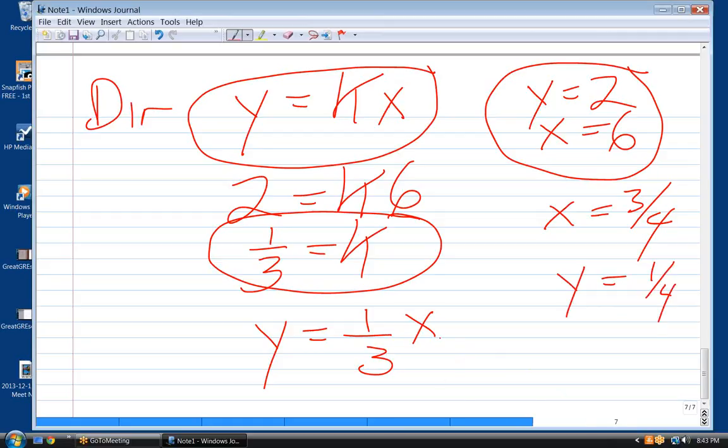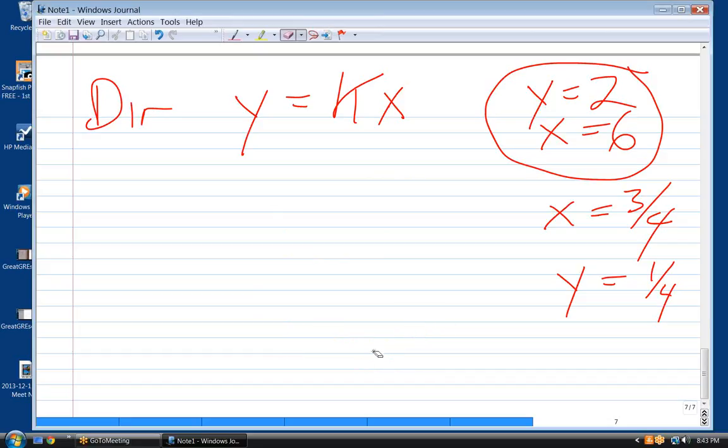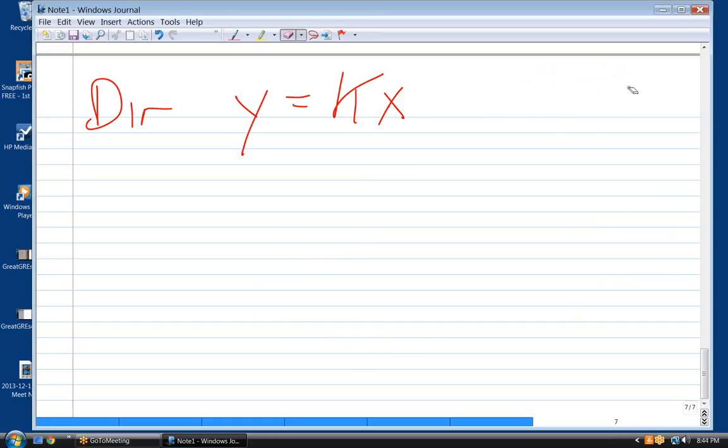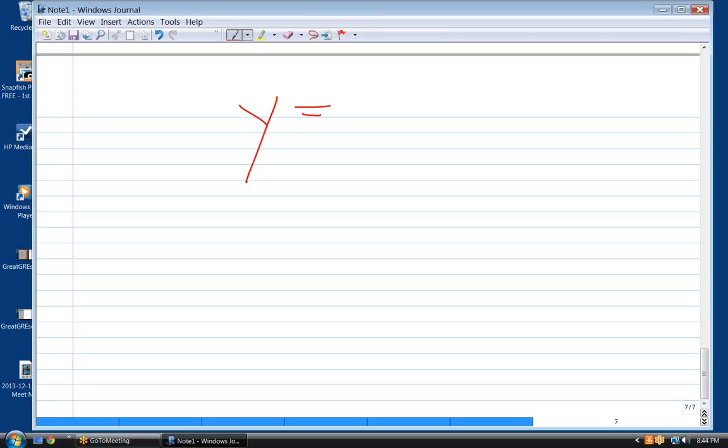So that's how you do all of these direct relationships and inverse relationships and joint relationships. You set up the general formula, you solve for k. Once you've solved for k, you have the specific formula. And joint merely means if y is jointly related to x and z, it would be like that. Y equals k times x times z.